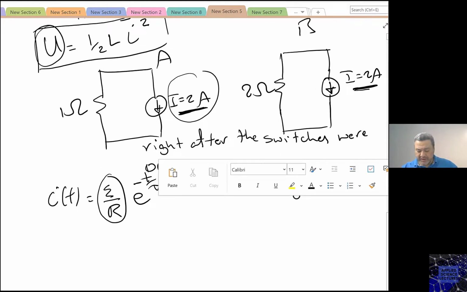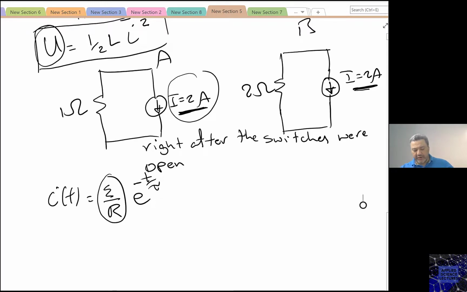But now the question is asking which resistor is going to dissipate more total energy? At the end, both resistors are going to dissipate the same total energy. Why? Because the energy stored in both inductors is the same, and all of that energy is going to dissipate into those two resistors. However, the rate of dissipation is going to be different, but the total dissipated energy is going to be the same.